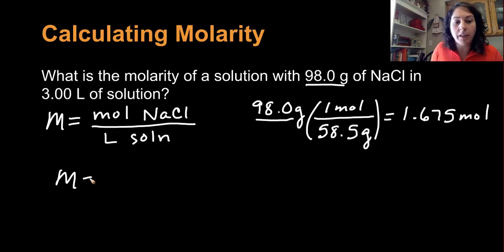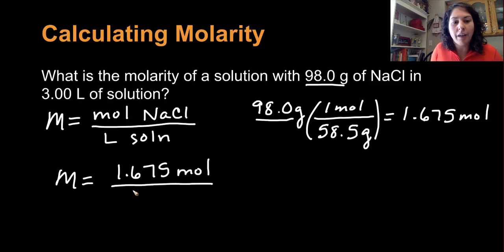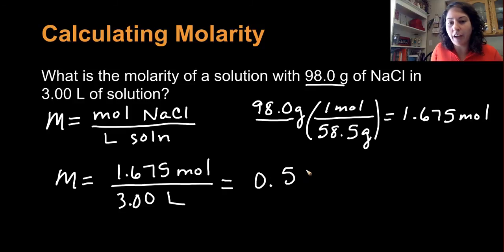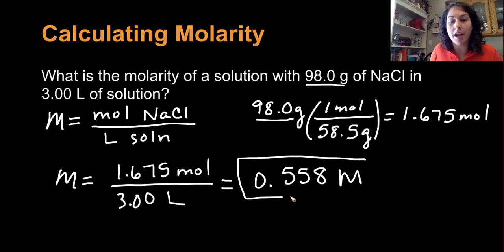So when I go to plug this into my molarity, I'm going to say I have 1.675 moles divided by my 3 liters, 3.00 liters of solution. And the calculated value for that in your calculator should come out to 0.558 molar sodium chloride solution. Okay, again, capital M there. So that is how we do molarity.